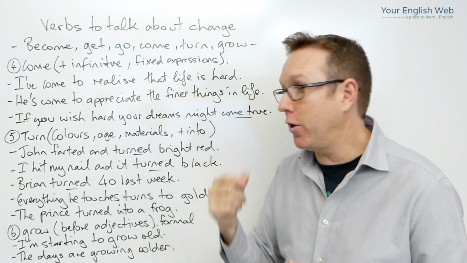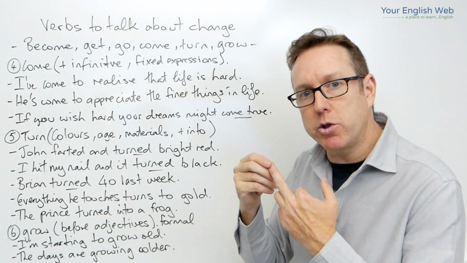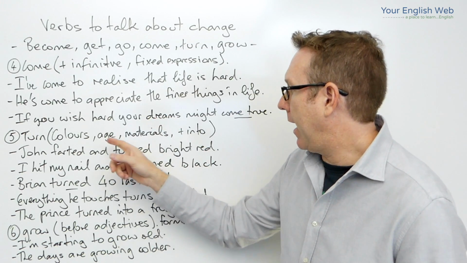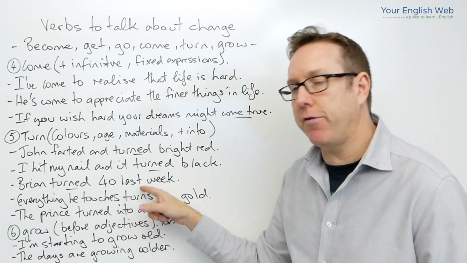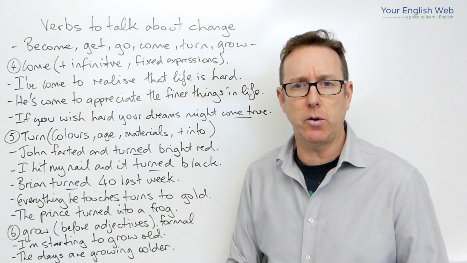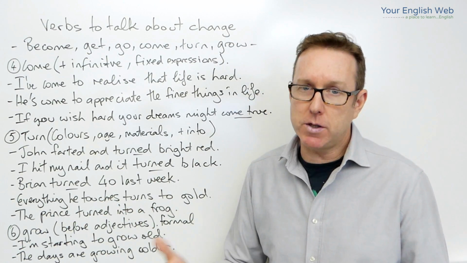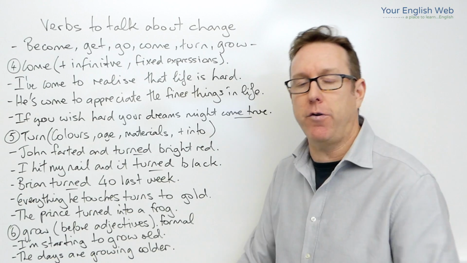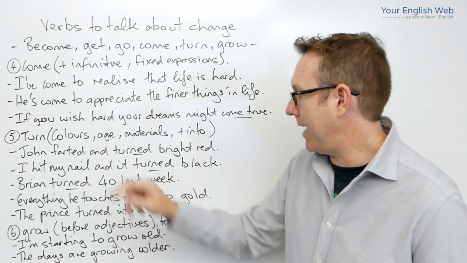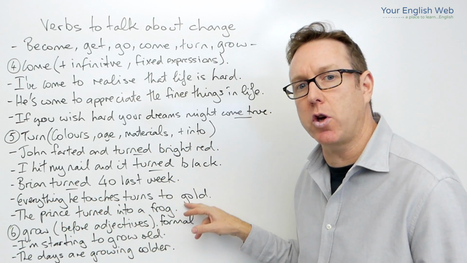Your hair can turn white. So your face turns red, my nail turned black, and my hair is turning white because of the stress. Age. Brian turned 40 last week. My friend Brian, he turned 40, okay? He was a young man a week ago. Now he's turned 40, so he's got old, okay? He's turned 40, turned 50, turned 60, okay? With age. Materials. Everything he touches turns to gold.